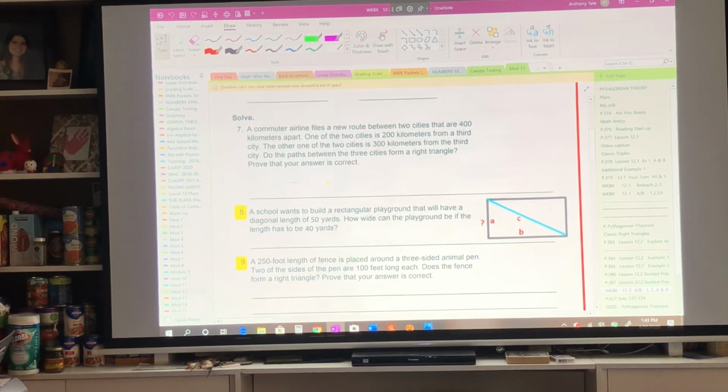On number 8, I gave you guys a hint here. I drew the triangle from the rectangle for you. And then number 9, you got to do a little bit of thinking.